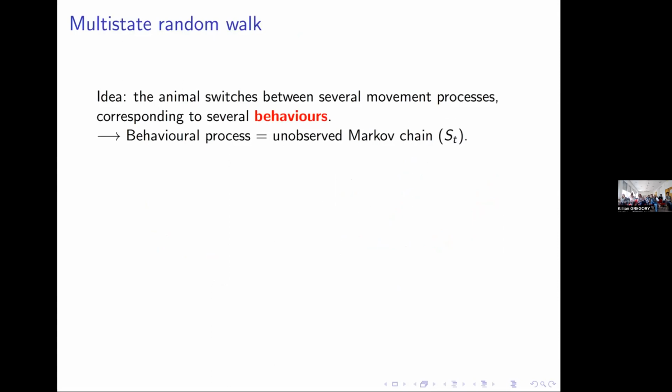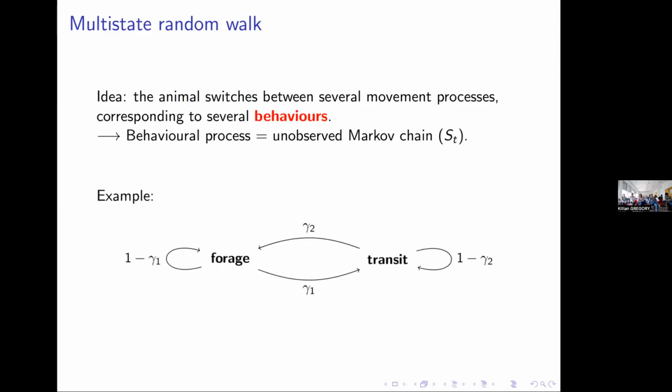So the idea in these multi-state random walks or these hidden Markov models is that the animal can switch between different movement processes, and these will correspond to proxies for different behaviors. And what they key on is that this behavioral process is an unobserved Markov chain. So in a first order Markov chain, your behavior at time t only depends on your behavior at t minus 1. So it only remembers back one time step.